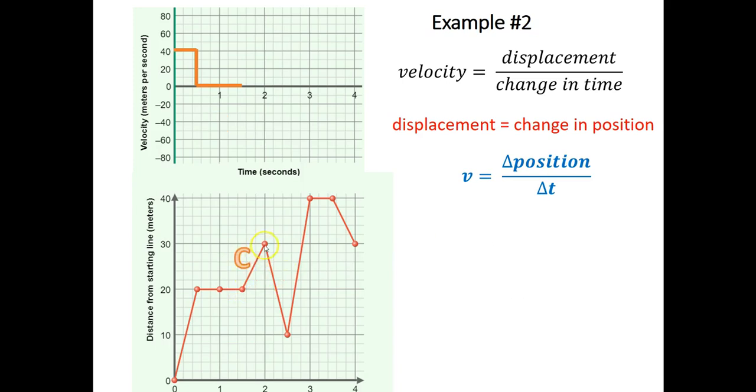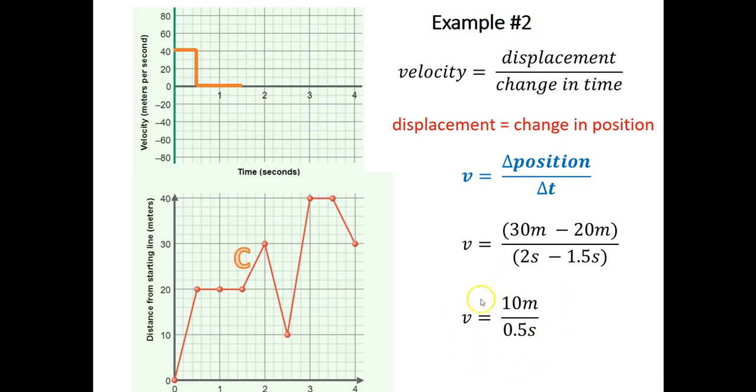And then we'll connect those parts. The next line segment, C, is going up again, so we know it'll be positive. Our ending position is 30 meters. Our starting position is 20. Our ending time is 2 seconds. Our starting time is 1.5 seconds. So we get 10 meters divided by 0.5 seconds, which gives us a velocity of 20 meters per second for just that half-second time interval. So part C, a line right here at 20 meters per second and connect it there.